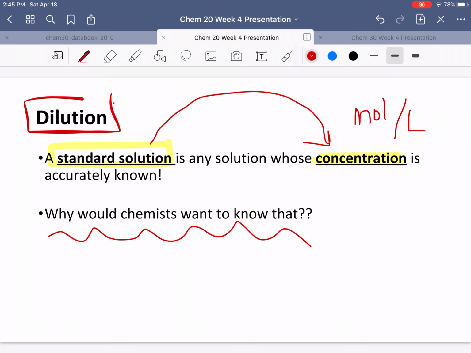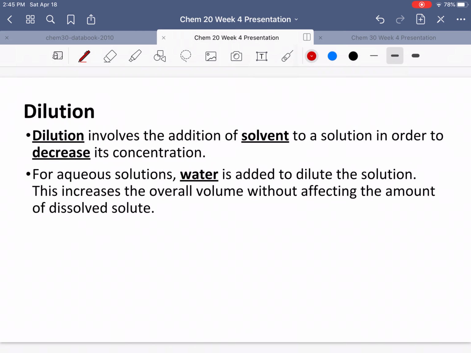All right, continuing on, if we consider what dilution means, we are adding a solvent, which, like I said, in this case is water, and the purpose of adding it is to lower the concentration. We will be entirely focused on aqueous solutions. And ultimately, the amount of stuff that is actually dissolved doesn't change.